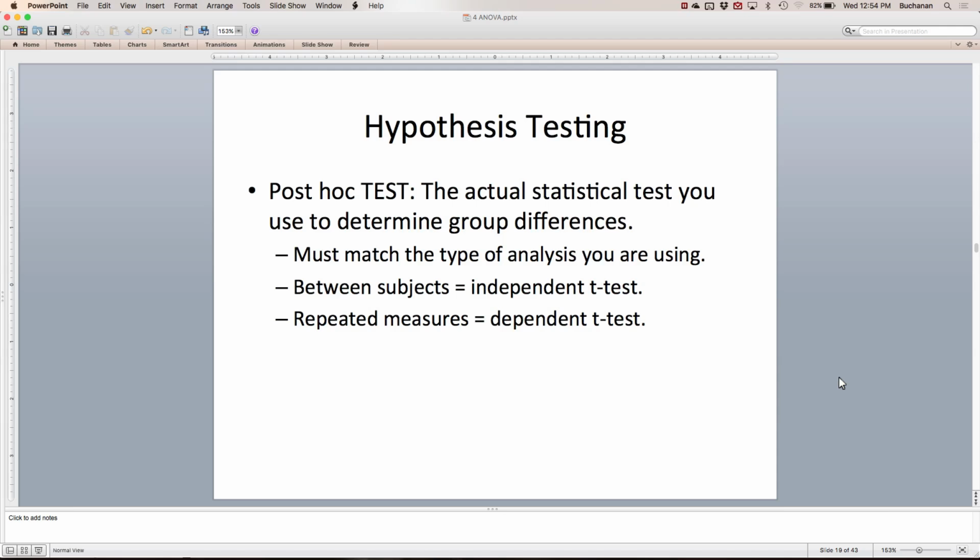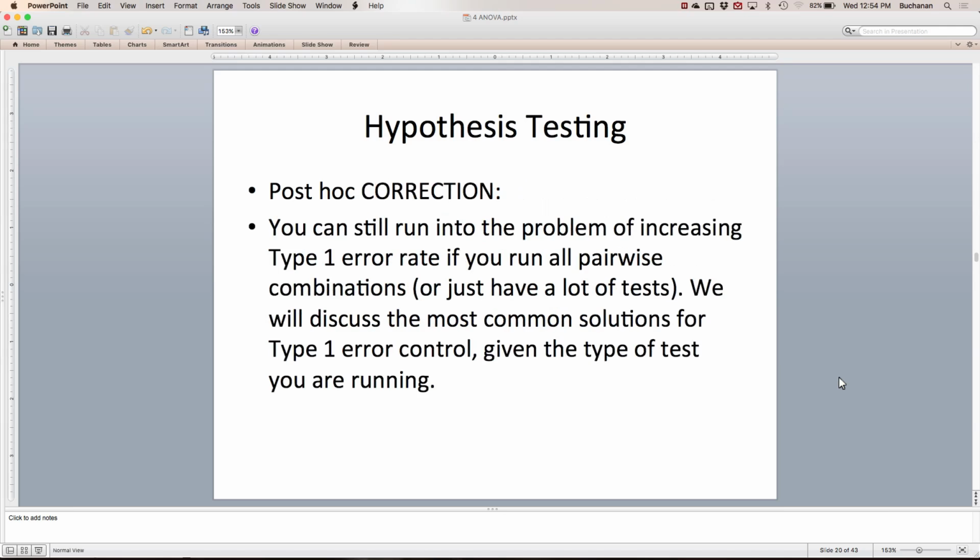All right. That's the test. Now the correction. The test itself does not fix the type 1 error problem. This is just physically how you have to run it in R to get the right answer. We still have to correct for running all these tests. So we're still increasing type 1 error. We've got to fix it somehow.